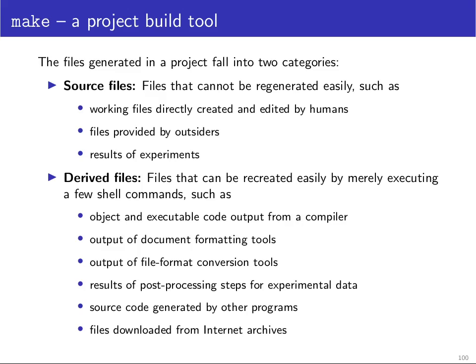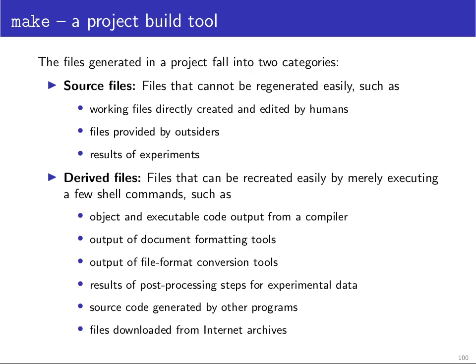When you're working on a software project, you normally have a working directory with a number of files that you're working on. And these files usually can be split into two categories. There are what I call here source files. These are the files that either you are directly working on, the kind of files you work on in an editor, or files that may have been provided by outsiders to your projects, or also the results of experiments that are not easy to reproduce. And they all have in common that this is actually where the value of your work is, where your work went into. And that's typically what you keep in a version control system.